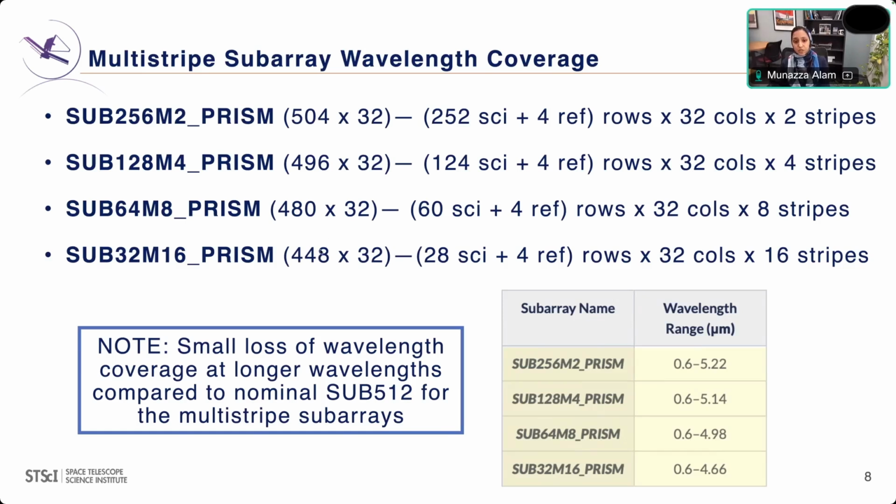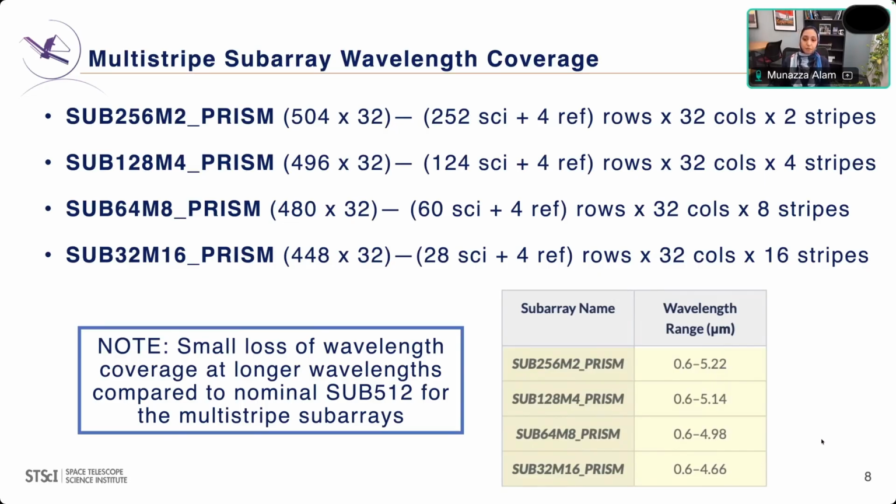What this translates to ultimately is a slight loss of wavelength coverage in the red compared to sub 512, which goes out to about 5.3 microns in the red. And so for the biggest multi-stripe subarray, that's the sub 256, the reddest wavelength range that we cover is 5.22 microns, and for the smallest multi-stripe subarray, we go out to 4.66 microns in the red.